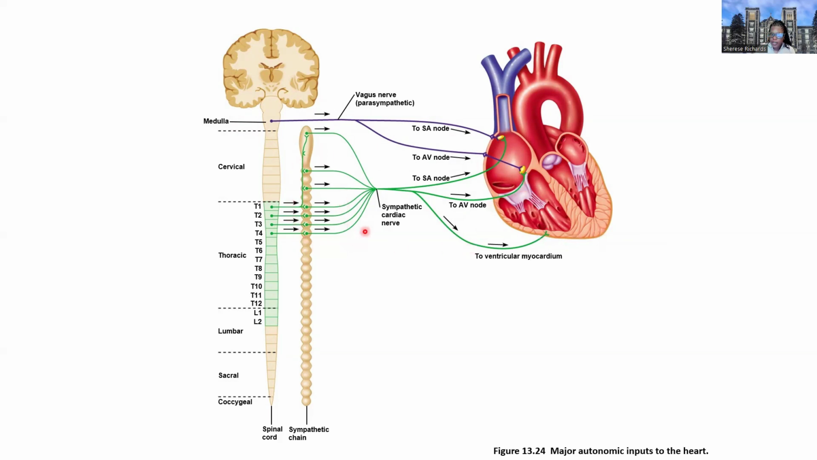The sympathetic influence, however, is by way of the thoracolumbar segments of the spinal cord, preganglionic neurons synapsing onto the sympathetic chain, and then postganglionic neurons, much longer in length, synapsing onto these various cardiac cells. Notice here it's going to be both the pacemaker cells and the contractile cells of ventricular myocardium. So the sympathetic system has influence on both types of cells, whereas parasympathetic is mainly influencing the pacemaker cells, or the SA and AV nodal cells.